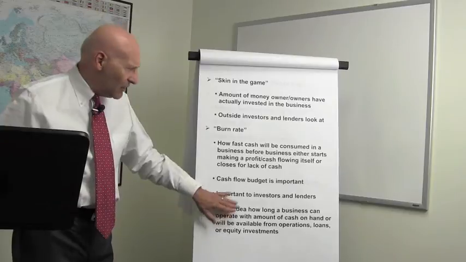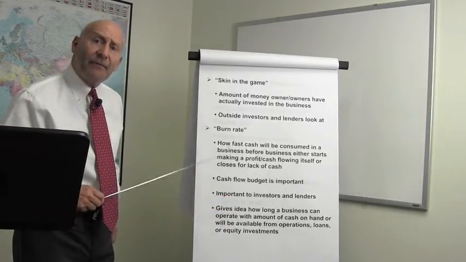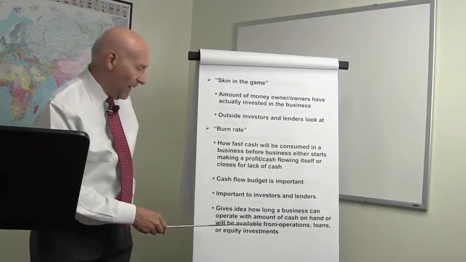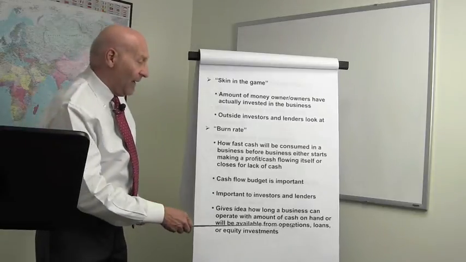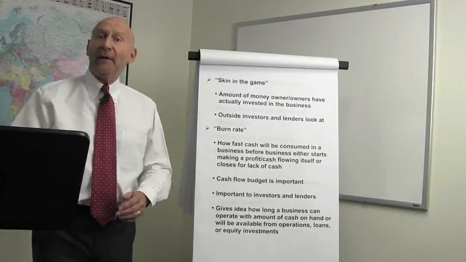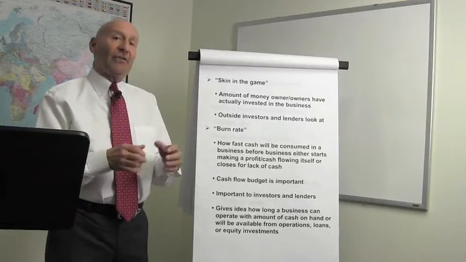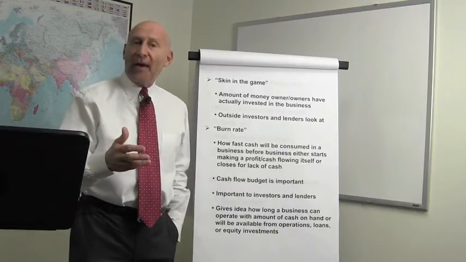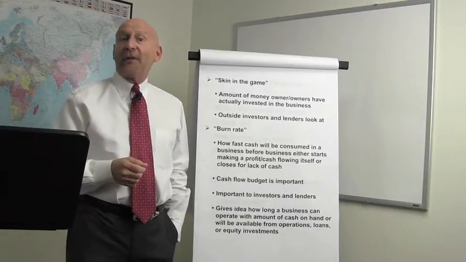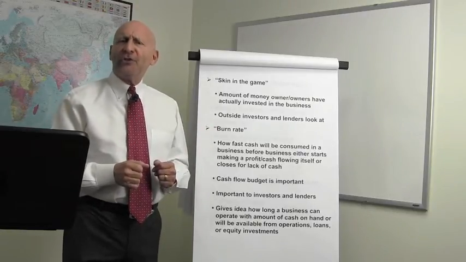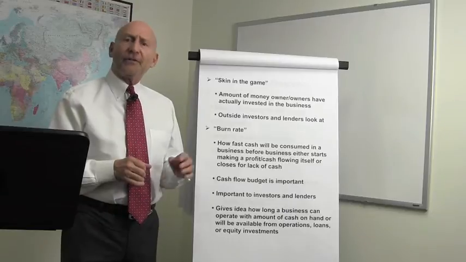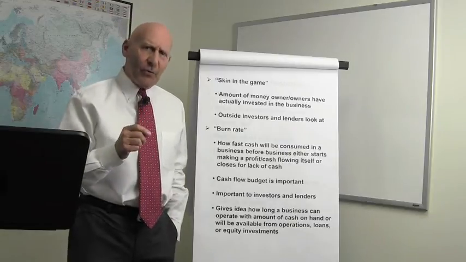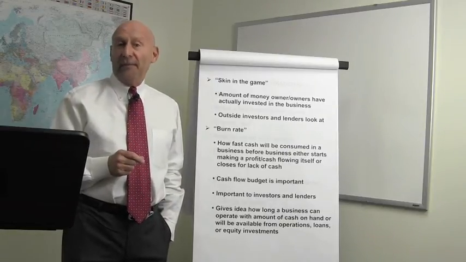So doing a cash budget and figuring out the burn rate gives an idea of how long a business can operate with the amount of money on hand, or that will be available through operating loans or equity investment. That's what we're trying to figure out: how long is the company going to be able to sustain operations by burning through cash until the business starts actually making a profit. Again, there are advantages and disadvantages of all types of financing. We went over equity financing and a few terms here, but keep in mind that whatever choice is made today, it's going to have implications tomorrow.